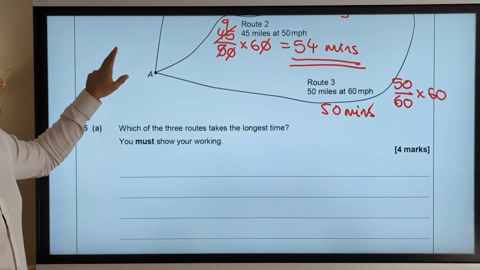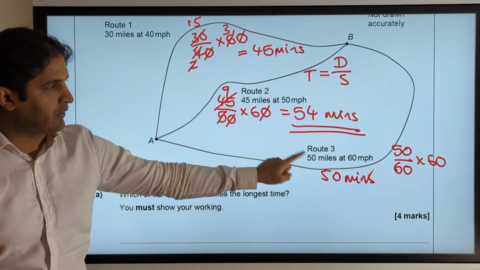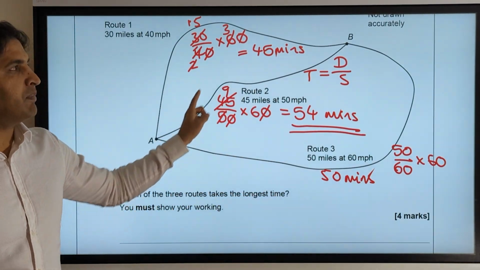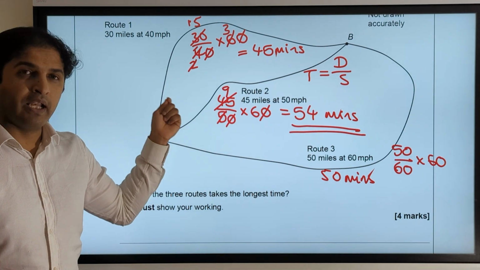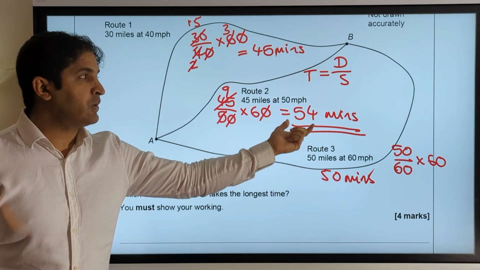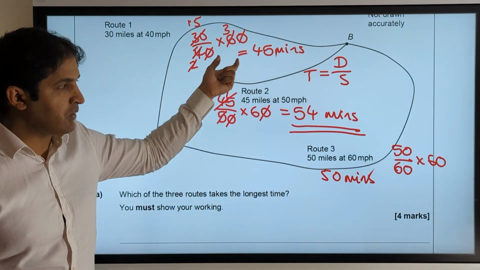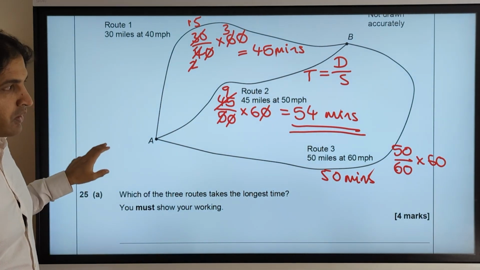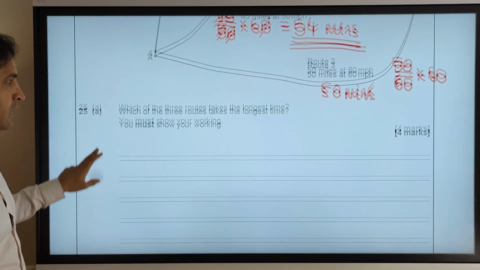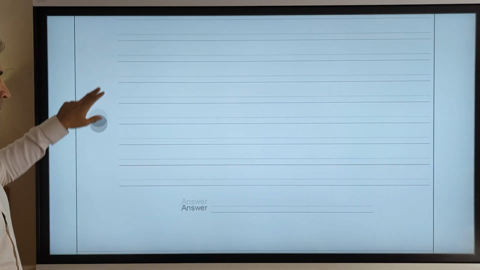But it's a 4 mark question. So you needed to show this working out that I've shown for 1 mark, and then picking the right one. Believe me, people do pick the wrong one. Even though it says 54 minutes, they will go with the 45 minutes one, okay, or the other one. So the 4th mark comes from there.